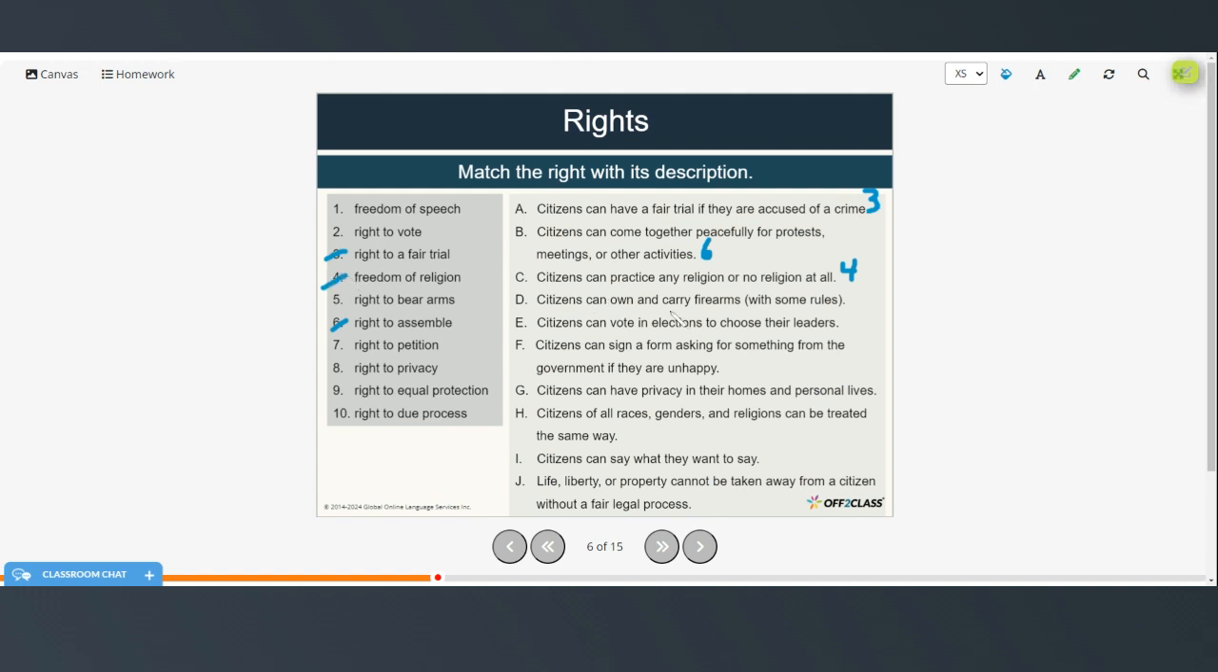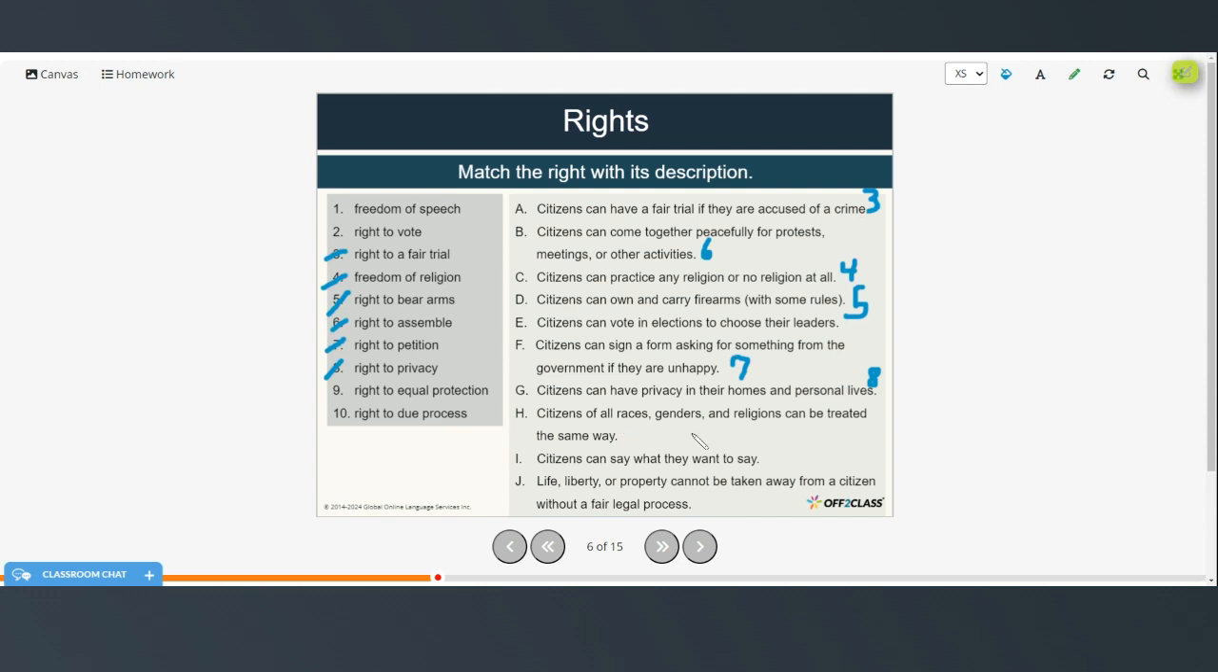Citizens can own and carry firearms with some rules. That would be number 5, the right to bear arms. Citizens can sign a form asking for something from the government if they are unhappy. That's number 7, the right to petition. Citizens can have privacy in their homes and personal lives. That would be number 8, the right to privacy.